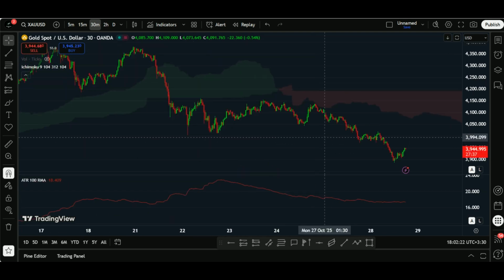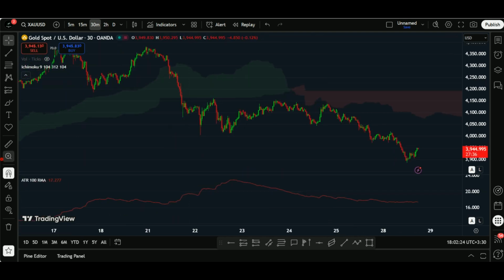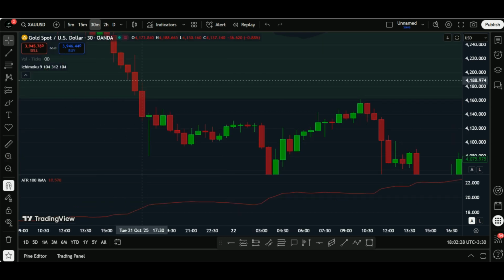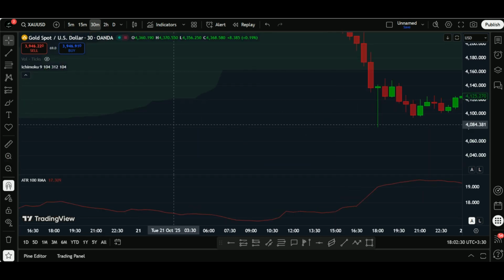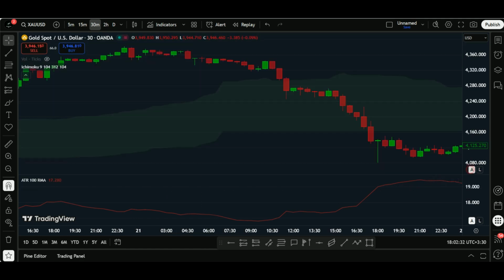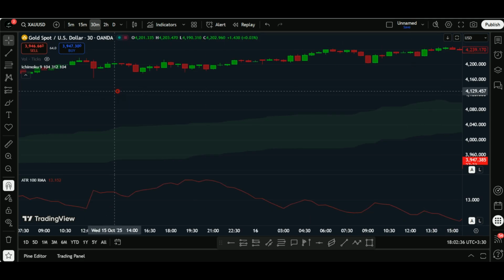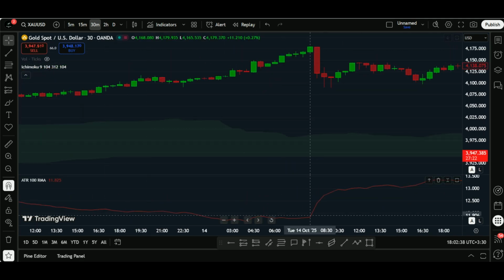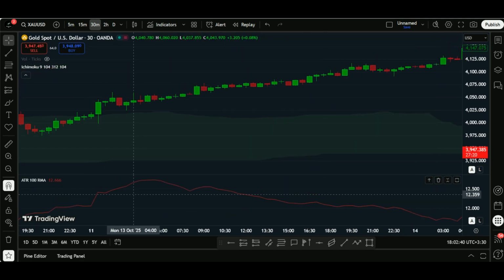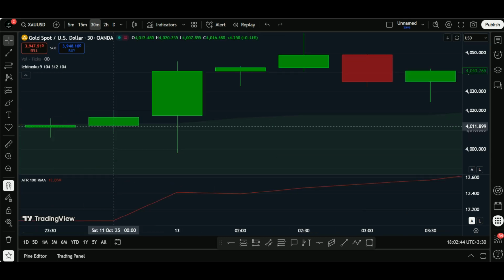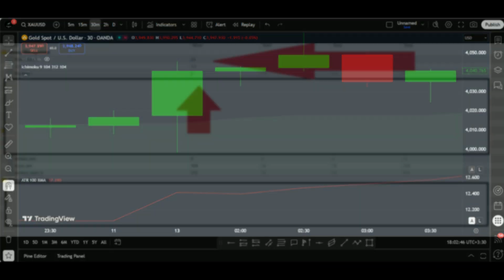And now let's see some signals. Okay, this one is a sell signal, open in the cloud and close below it. And this one is a buy signal, open in the cloud and close above it.